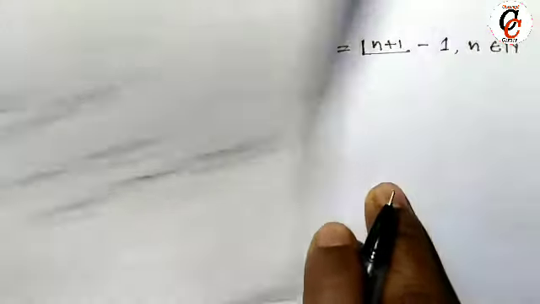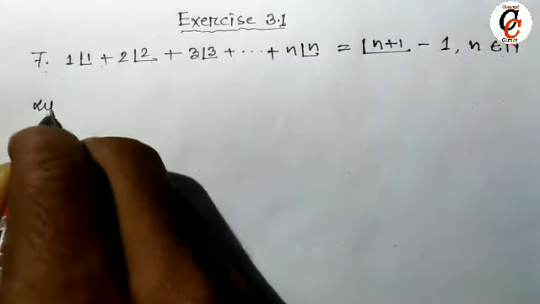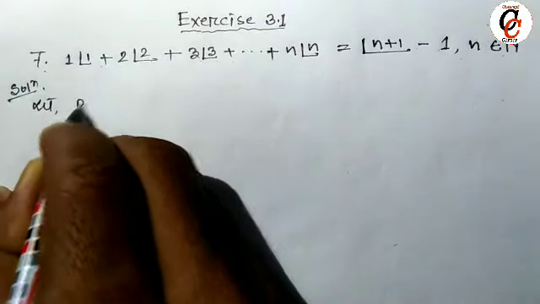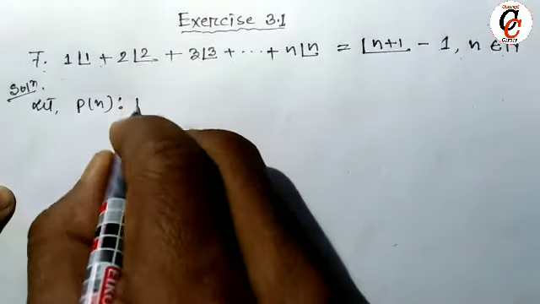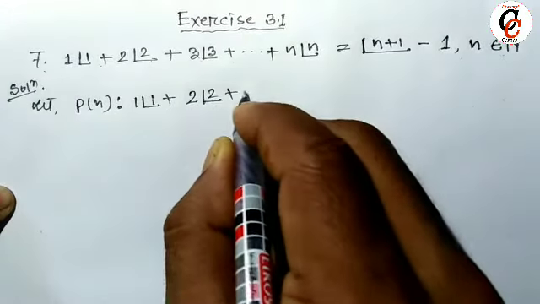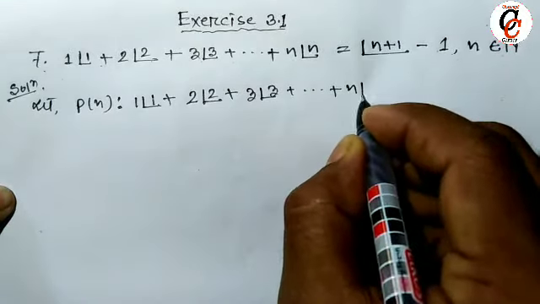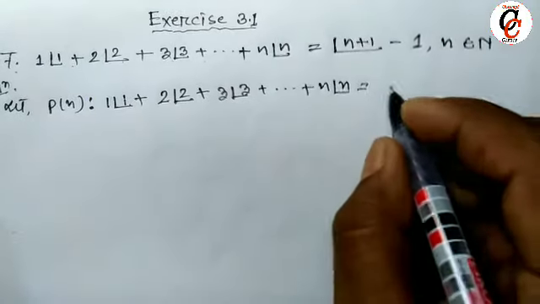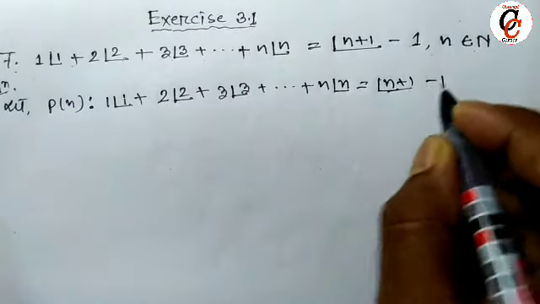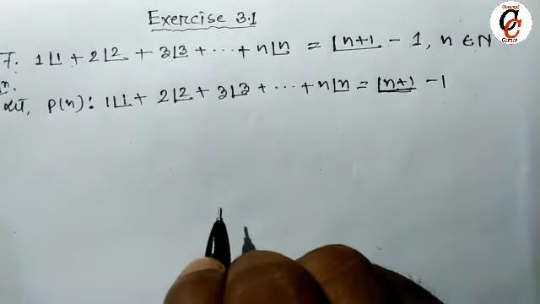Now let's see. We will proceed as in previous questions. Solution: let Pn be 1 into factorial 1 plus 2 into factorial 2 plus 3 into factorial 3 plus up to n into factorial n is equal to factorial n plus 1 minus 1. This minus 1 is extra, and here the factorial is only on the n plus 1. So remember this.